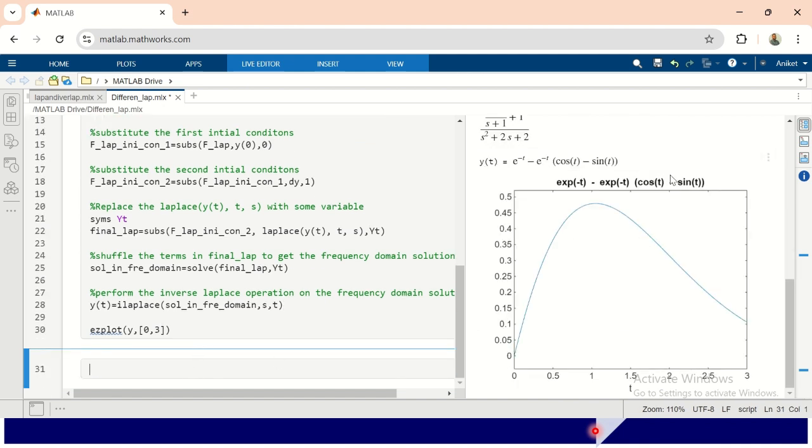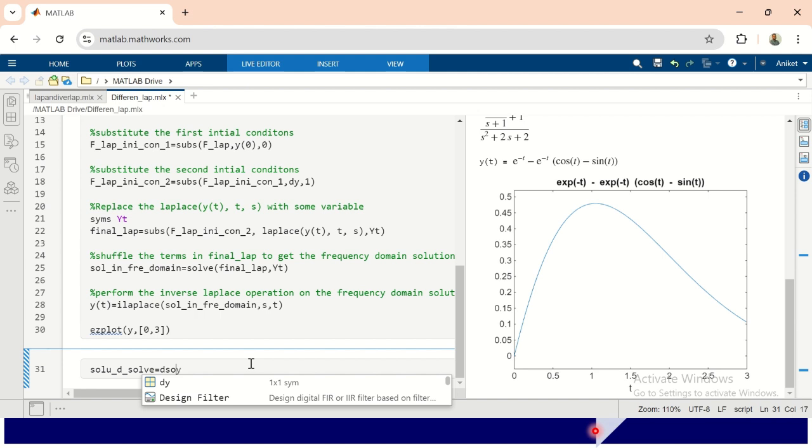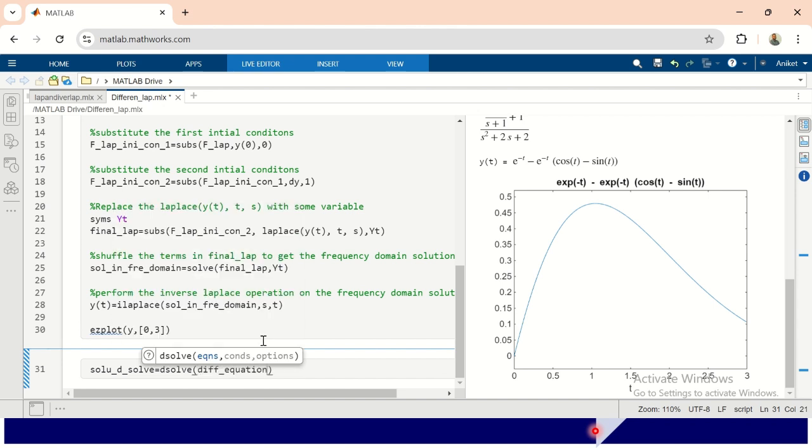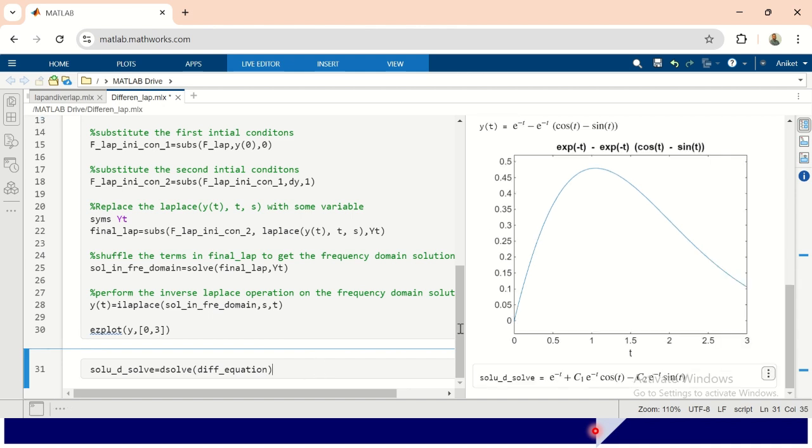Now if you want to cross check this, you can directly solve this differential equation. Solution to differential equation using dsolve. dsolve is the function used to solve these differential equations. Now you can cross check this solution. Using this direct method, we have got the solution e to the power minus t plus c1 e to the power minus t cos t minus c2 e to the power cos t.